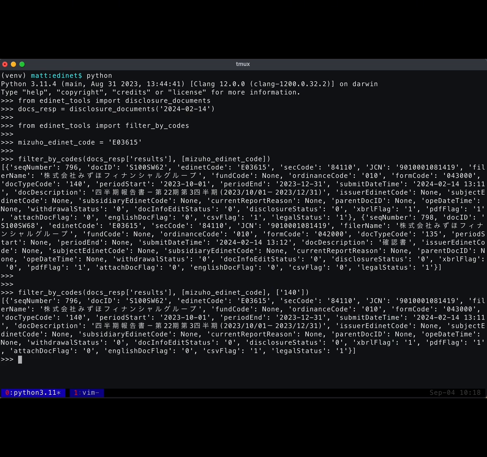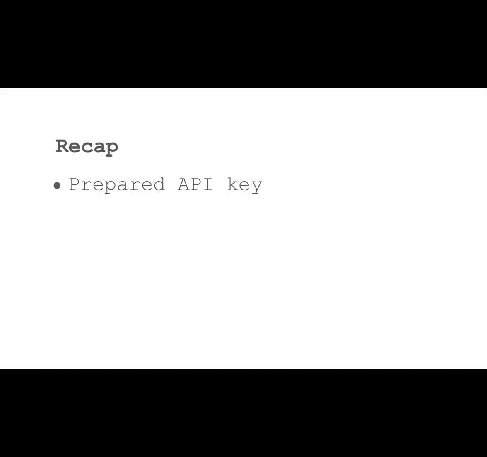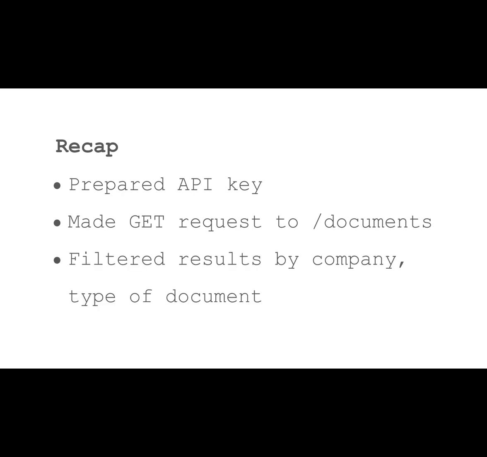Let's do a quick recap. After preparing our API key, we made a request to the documents endpoint to obtain info on filings from a particular date, and then filtered the response to include only documents filed by the companies we're interested in, and also narrowed it down to specific document report types, similar to a 10K or 10Q in the US.